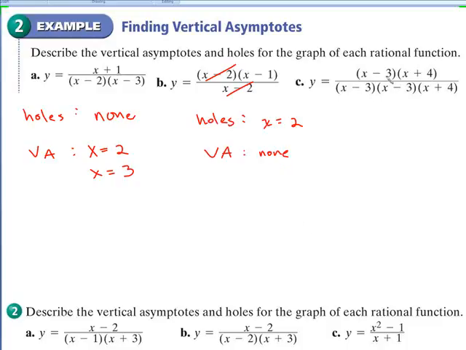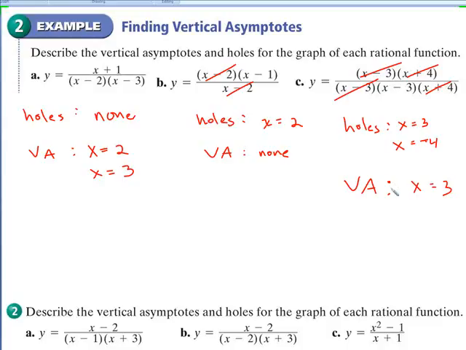Over here, x minus 3 is canceled. x plus 4 is also canceled. So we have holes at x is equal to 3 and x is equal to negative 4. And then here's where you have to be careful. Right here, x is equal to 3 is also left over. So normally you would say there's a vertical asymptote at x is equal to 3, obviously. Vertical asymptote at x is equal to 3. Now we also have a hole at 3.